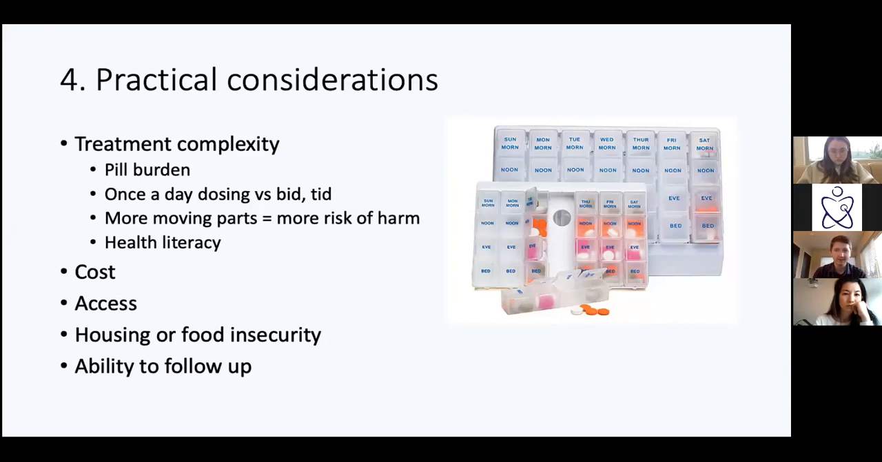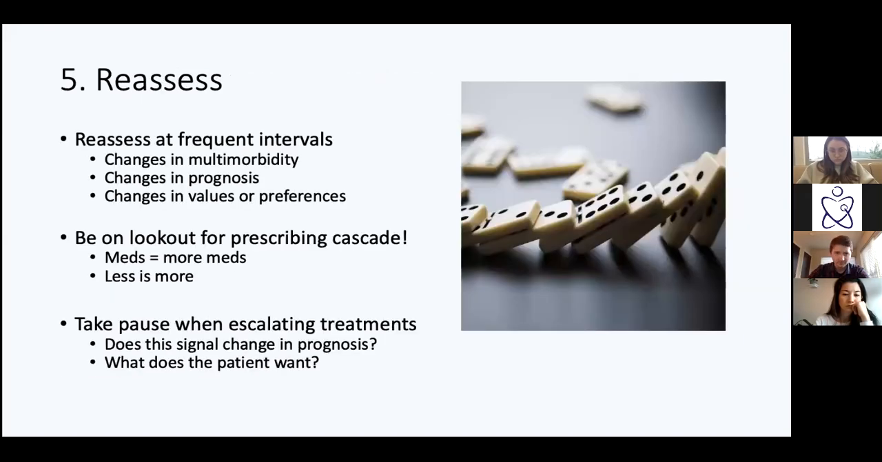particularly if we're asking somebody to take multiple pills multiple times a day. And it may be really difficult for our patients to implement these treatments. There's cost factors, access to medications, insurance, and if somebody's dealing with housing or food insecurity, they're not going to be worried about taking a statin, right? So I think it's always important to really focus on that bigger picture.